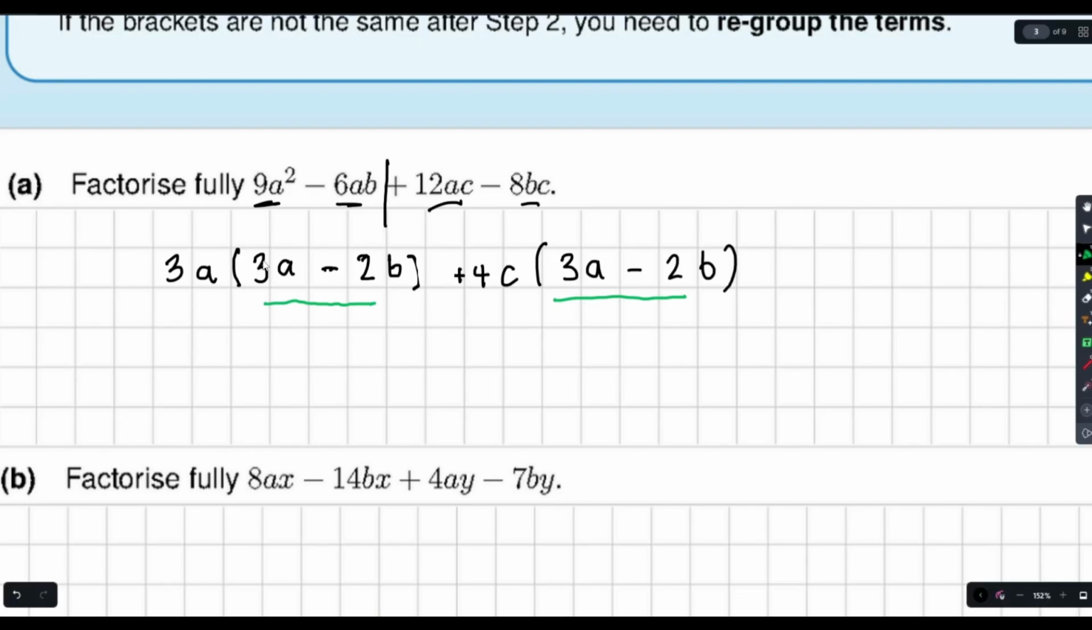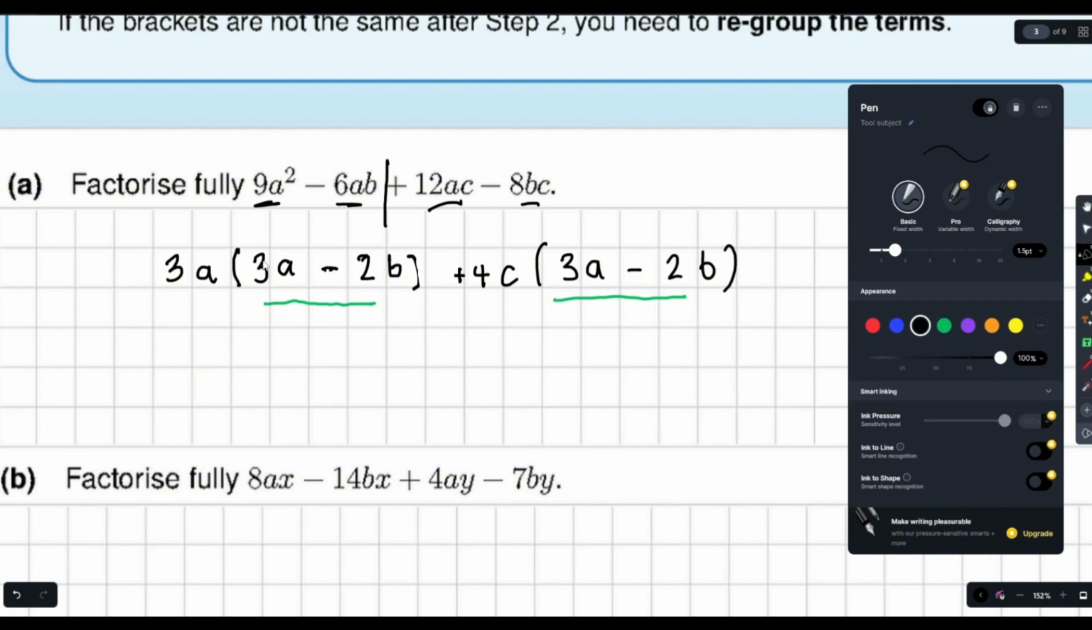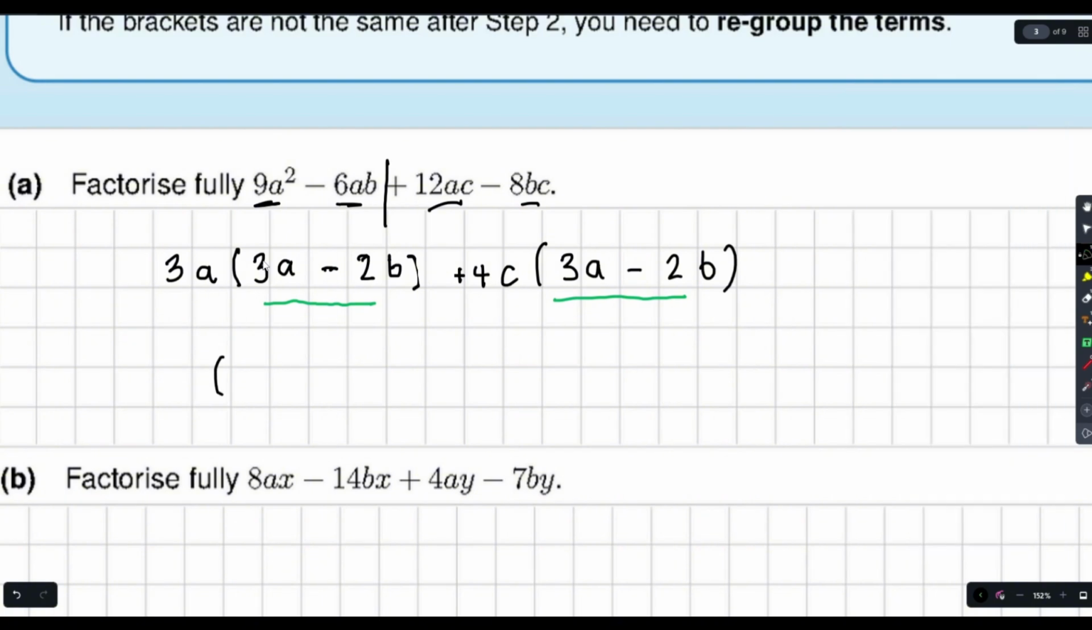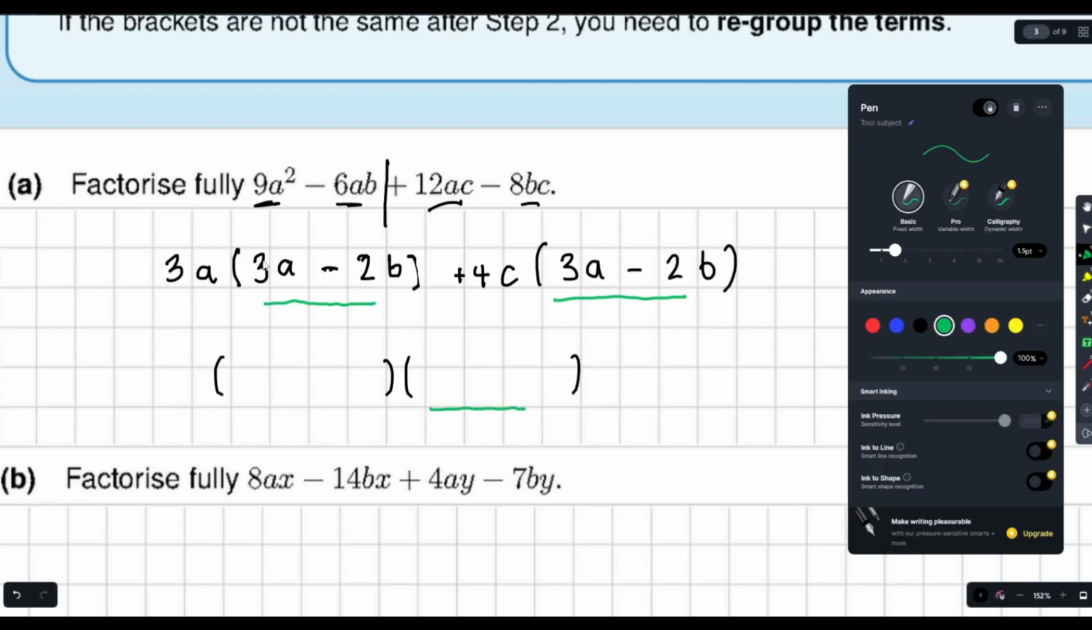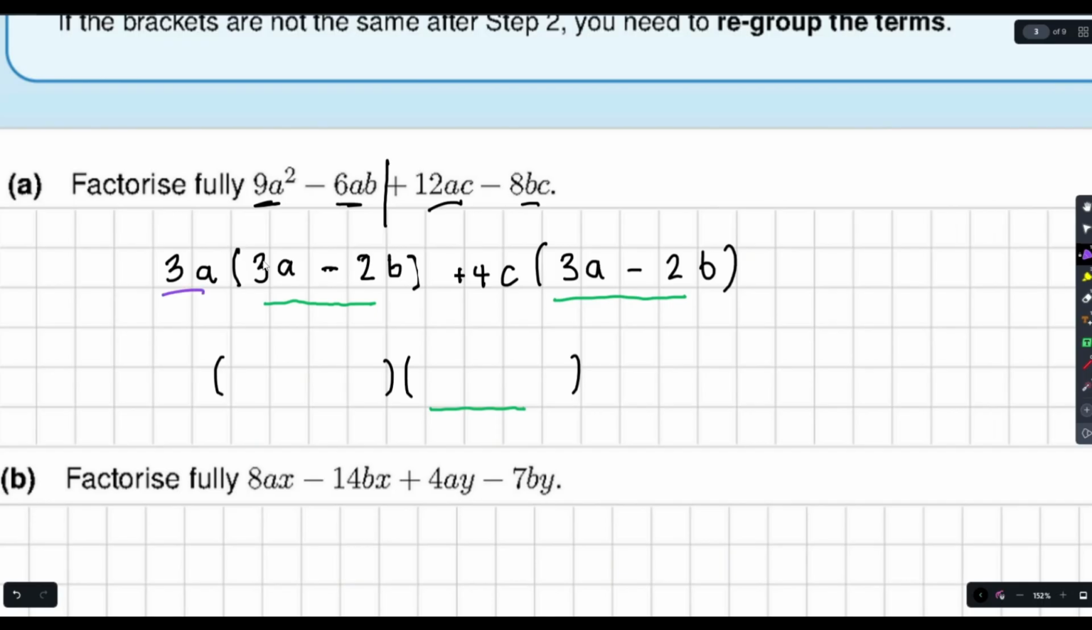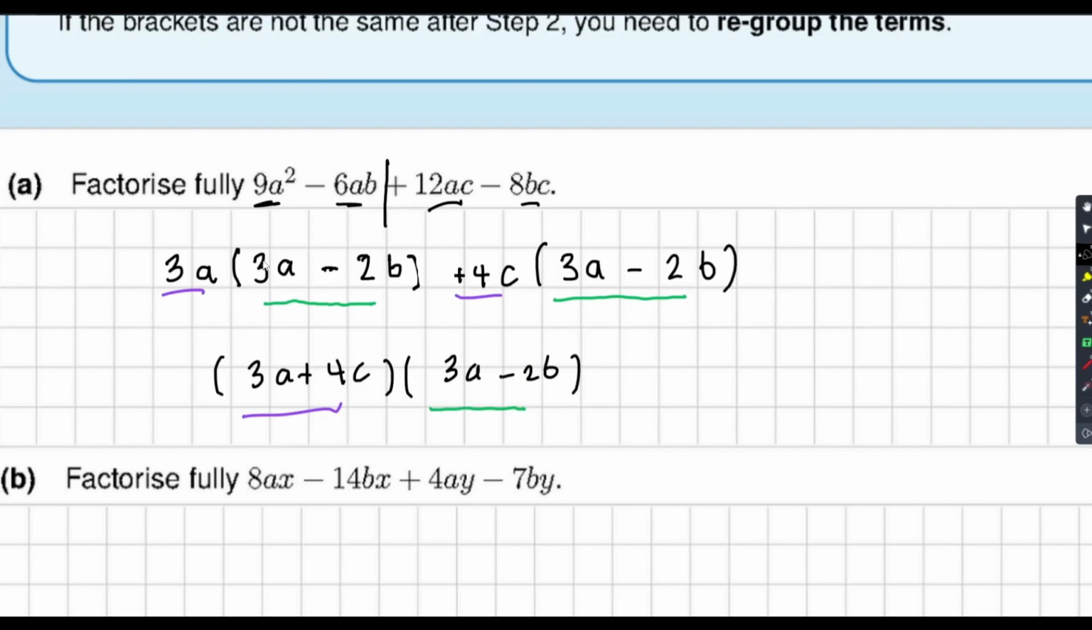And then the last step, we make 2 brackets, okay, like this. And what goes in one of them is the shared thing. And what goes in the other one is what's on the outside. So one of the brackets will be 3a plus 4c, what's on the outside, and the other bracket will be what's the common one, 3a minus 2b. Okay? And that's your final answer.